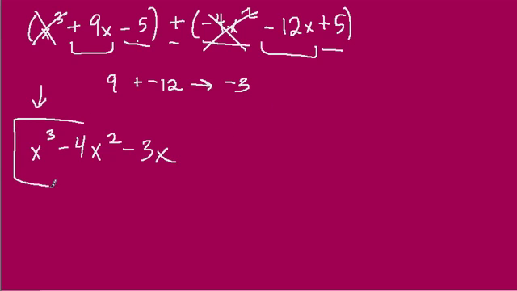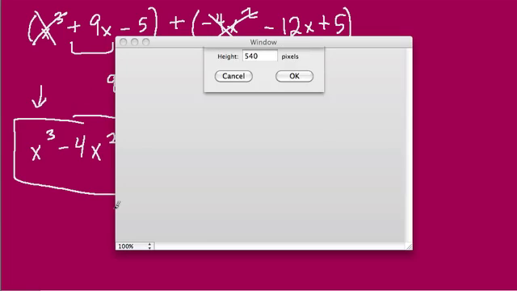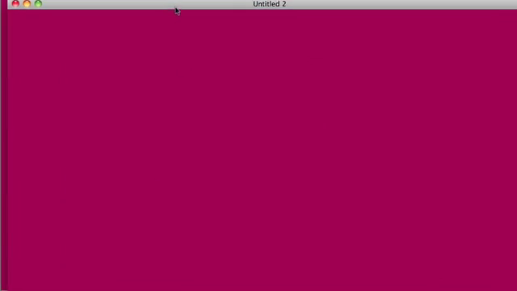So here, if they told us to add these two different expressions together, I would get x to the third minus 4x squared minus 3x. And they can ask all sorts of problems of this type.